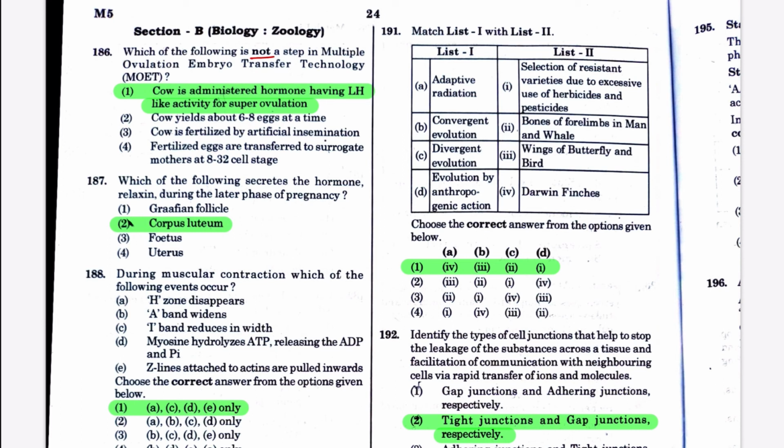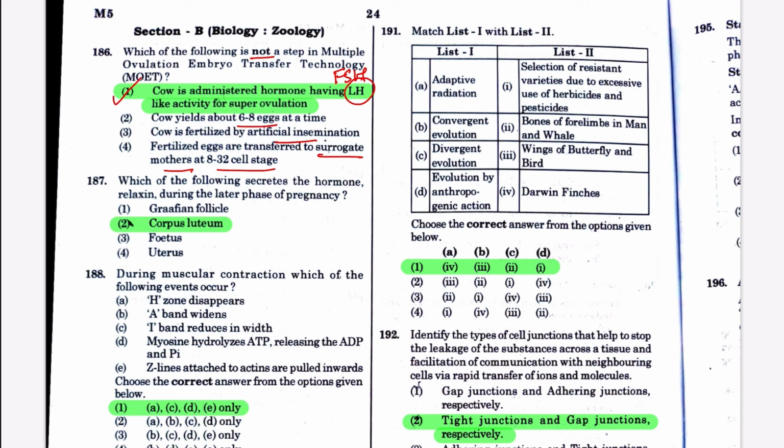MOET stands for multiple ovulation embryo transfer technology. So all other options are right, but look at the first option. The cow is administered with the hormone having LH-like activities for superovulation. Okay, so LH is not required. FSH is required to induce more follicles, right? Okay, so the cow will yield 6 to 8 eggs at a time, it is right. The cow is fertilized by artificial insemination is right. So the fertilized eggs are transferred to the surrogate mother at the 8 to 32 cell stage. This is also right. So option 1 is not a step.